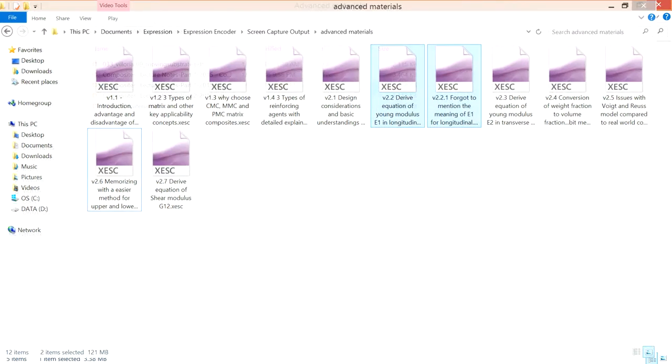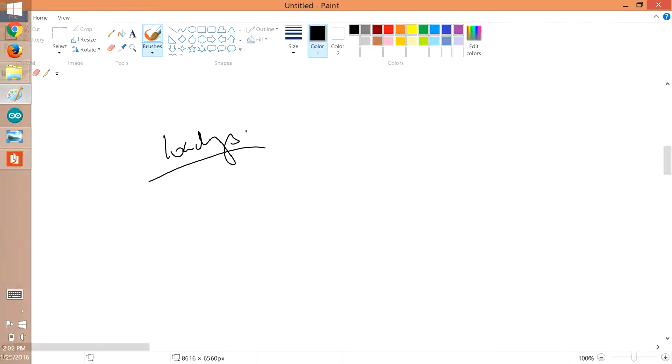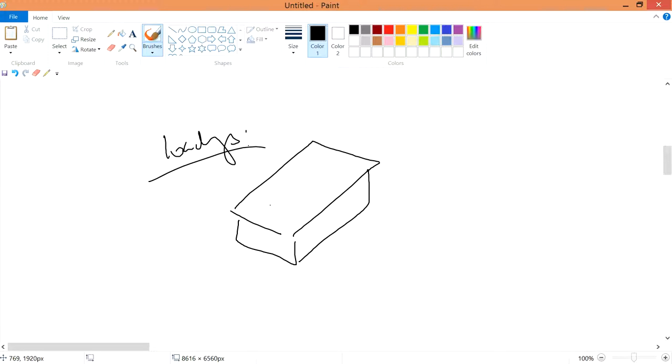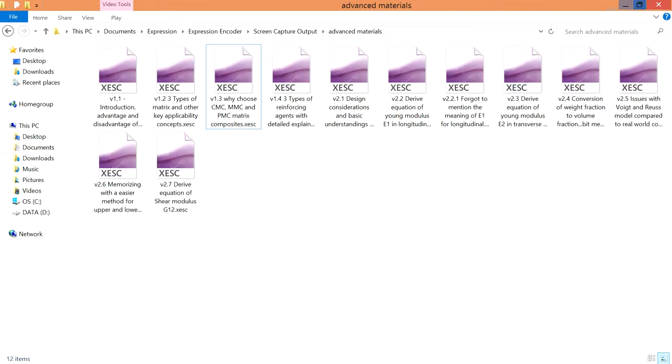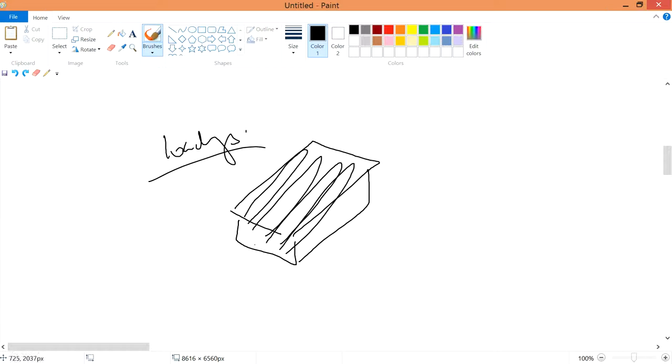Just a recap: we have a matrix over here. In commercial terms, we call the matrix the resin, and we put in the fibers. We put in the long aligned fibers. If you don't understand anything, you can head back to the old videos and watch them. In other words, long aligned fiber, continuous fiber, I'll just explain here anyway.